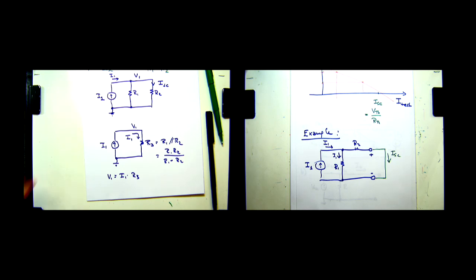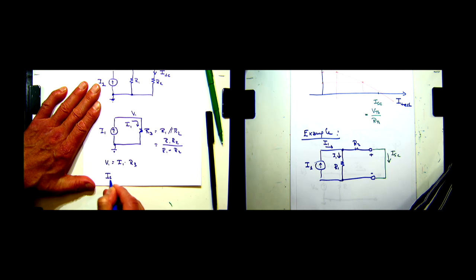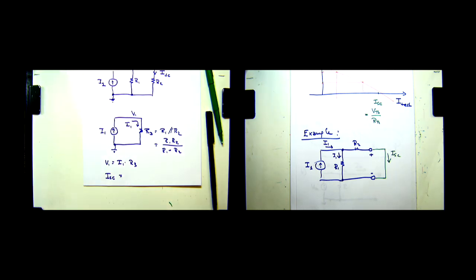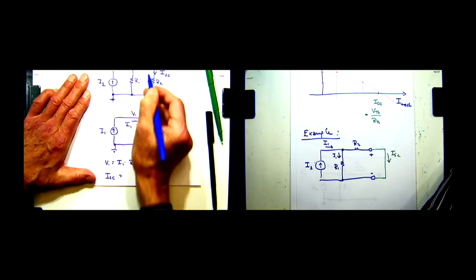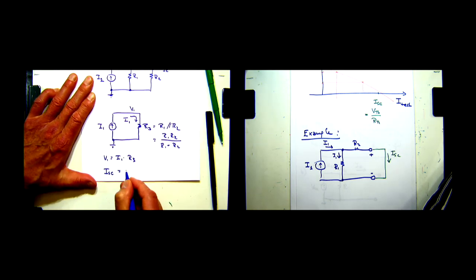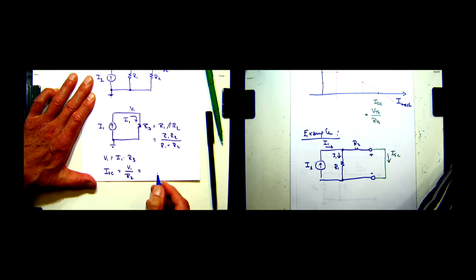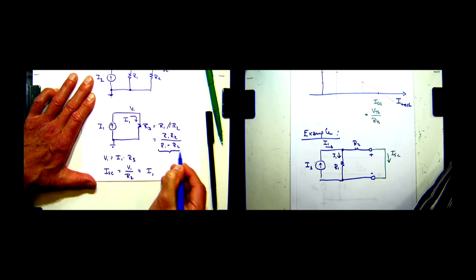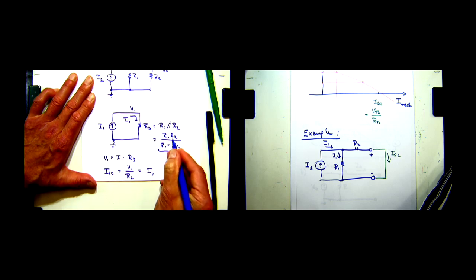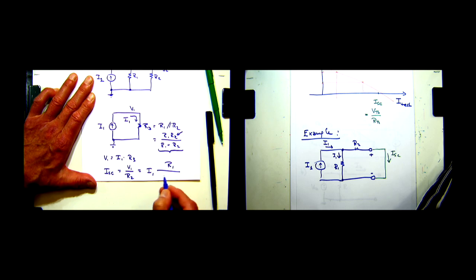But now we want to know what is ISC. ISC is equal to the voltage V1, this one here, divided by R2. And so if we pull all of this together, what we get is I1 times R3. Well, that R3, that's here. And we need to divide this by R2. So this R2 here just drops away. So this is going to be R1 over R1 plus R2.